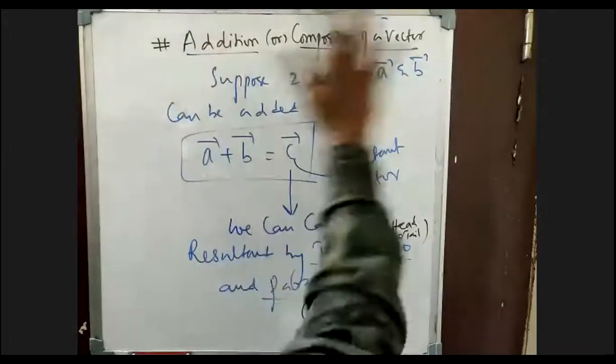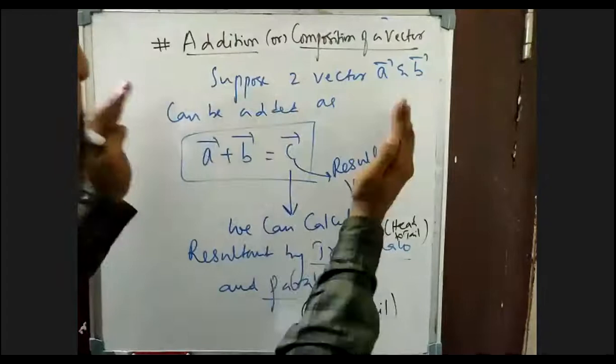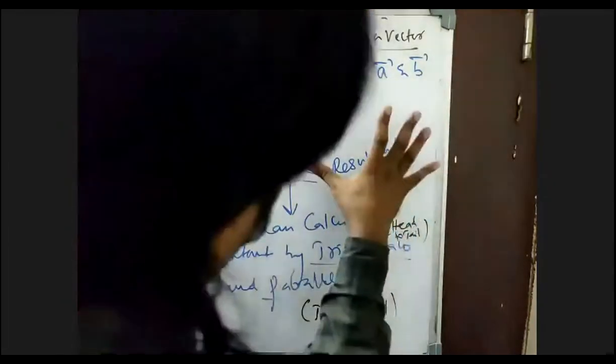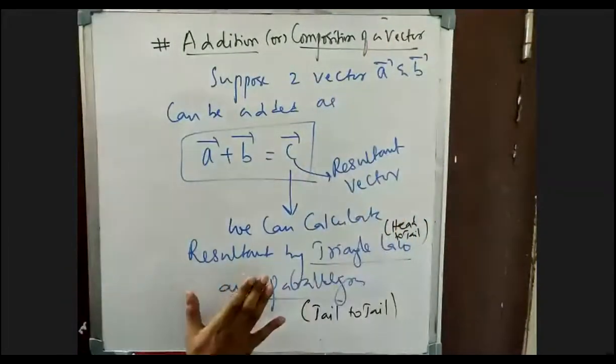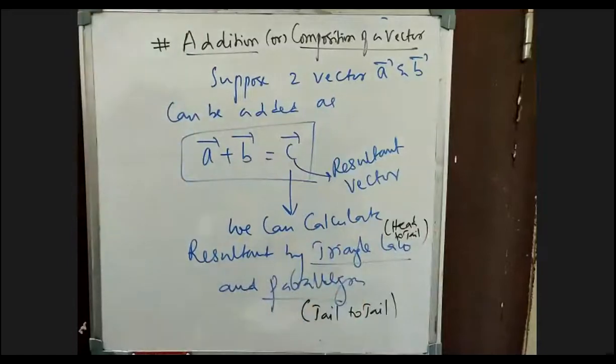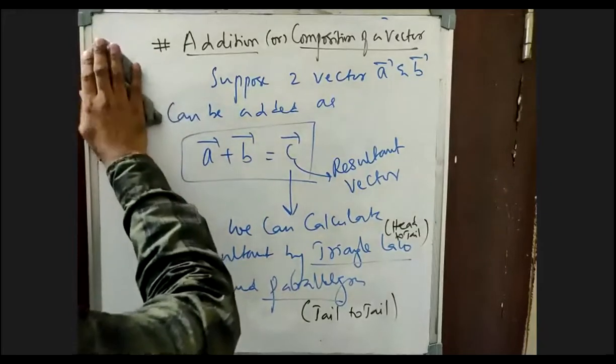Addition or composition of vector is nothing but the addition of two vectors will give you a new vector. That new vector we are calling a resultant vector. That resultant vector can be calculated by the triangle law or by the parallelogram law of your vector addition. So take a snapshot of this one. We'll try to go for the first law, that is known as your triangle law of vector addition. Can I rub this one? Is there any doubt in this one?